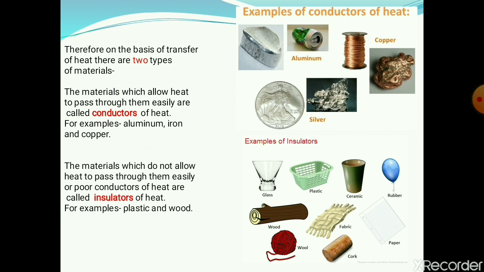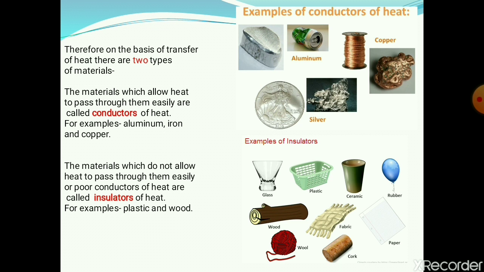Therefore, on the basis of transfer of heat, there are two types of materials: conductors and insulators. The materials which allow heat to pass through them easily are called conductors of heat. For example, aluminium, iron, copper, silver, etc.